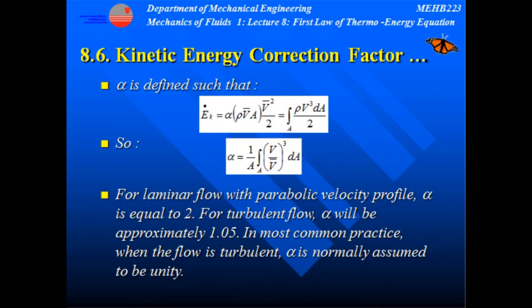You should have this alpha, the kinetic energy correction factor, for both the velocity at the inlet and outlet, and the velocity must be the average velocity. It is given here. If the flow is laminar, the alpha value is 2, and if the flow is turbulent, it is approximately 1. In most common practice, the flow will be turbulent, so alpha is normally assumed to be unity, or 1.